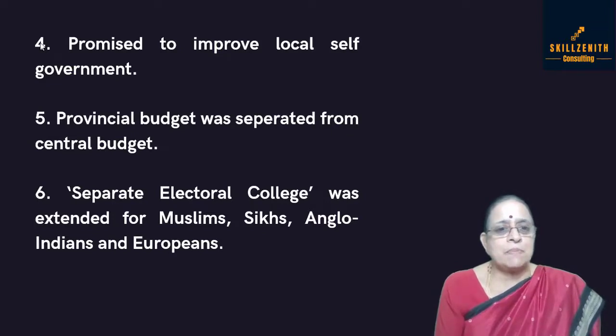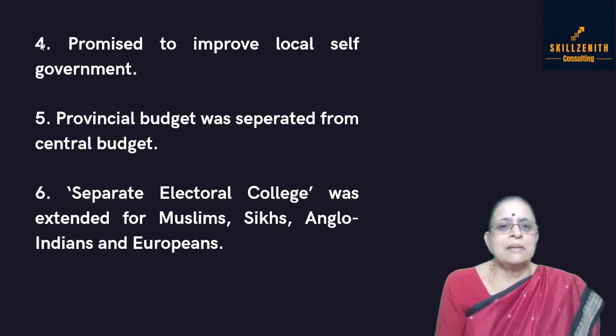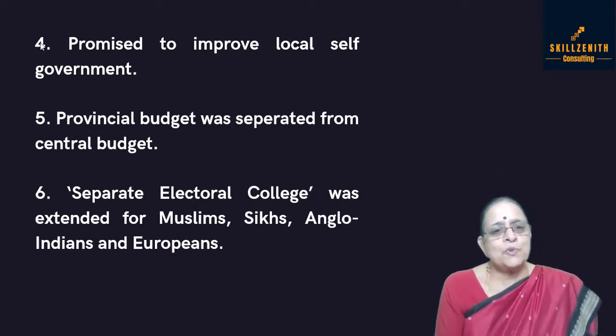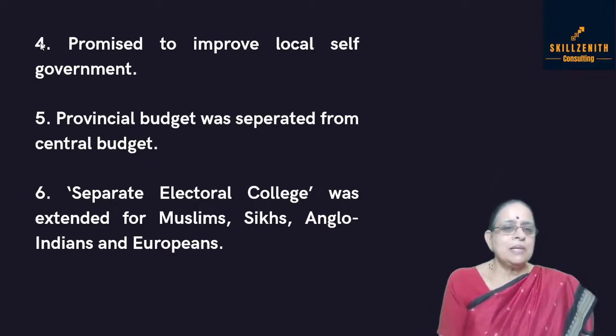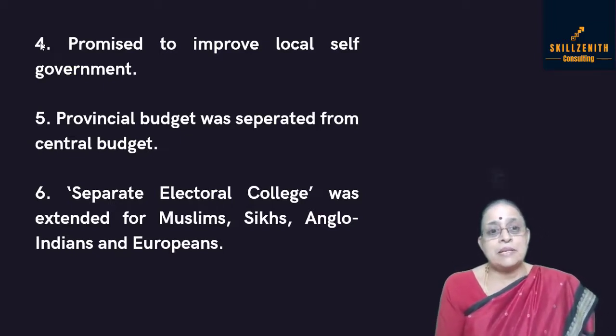Provincial budget was separated from central budget. That means the provincial budget and central budget were both one earlier. Now at the state level we have a state budget separate and a central budget separate, and that was introduced during that period.